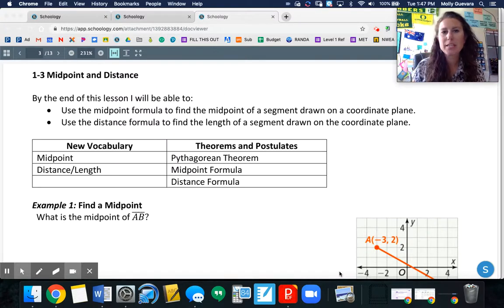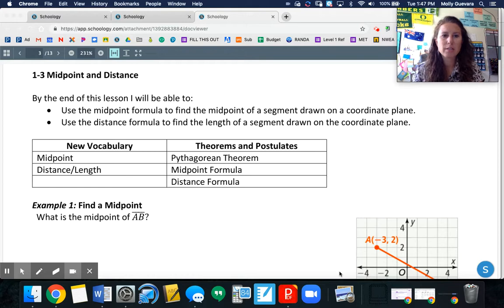Today we're going to be taking notes on lesson 1-3. So make sure that you have your note packet out because we will be filling this in. So 1-3 is all about midpoint and distance. So we only have two objectives for today.